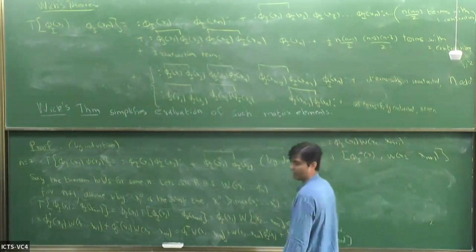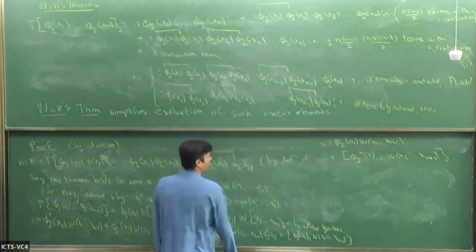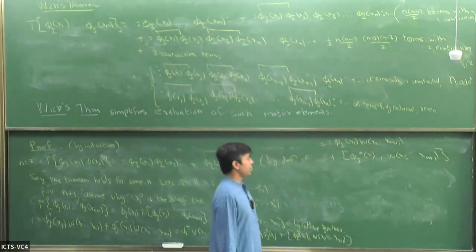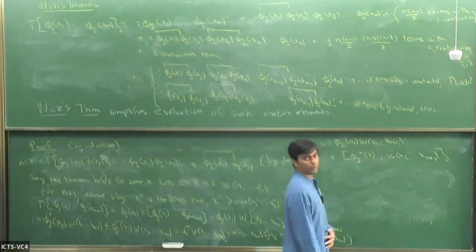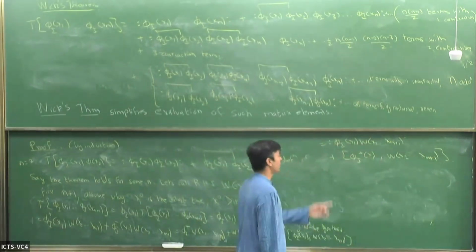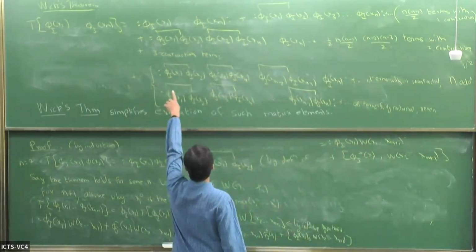Is this fine? So the first term, okay. Now what is this commutator? Let's analyze the commutator. Look at the form of W. The form of W is what appears on top.